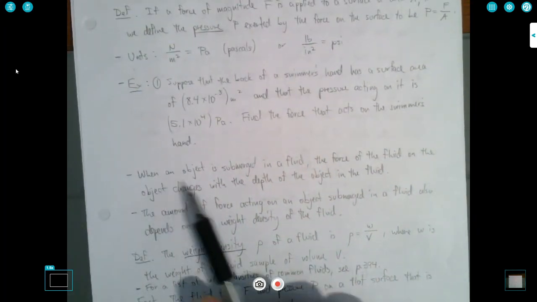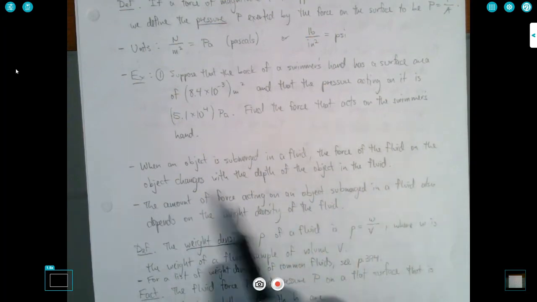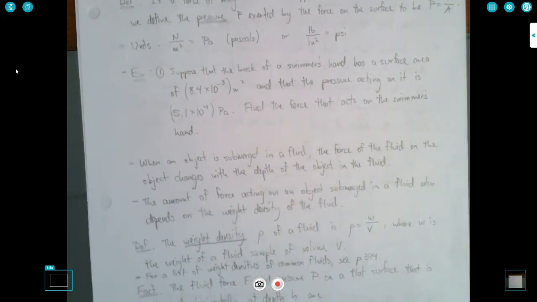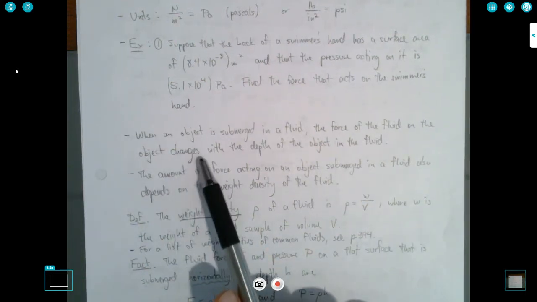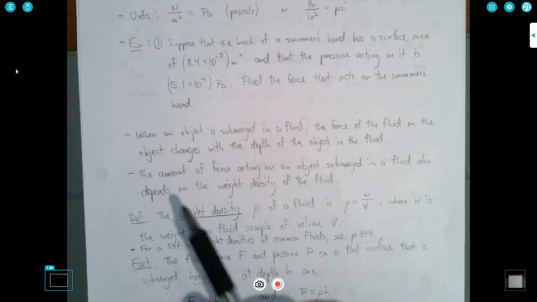Now, when an object is submerged in a fluid, the force of the fluid on the object changes with the depth of the object in the fluid. And you've probably noticed that as you've swam or whatever. The further down you dive, the more pressure the water exerts on you, right? So the more you submerge something, the more pressure the object undergoes. And that's just because it's got all of the weight of the water on top of it also pressing down upon it. So the deeper you are, the more pressure there's going to be. So that's one thing that affects the pressure exerted on something: its depth, submerged inside the fluid.